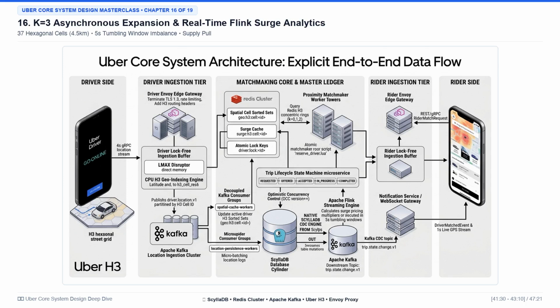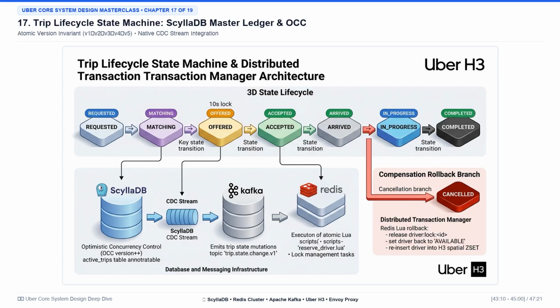How does the system keep a permanent, unshakable record of who actually took the ride and who owes what money? That is exactly why Redis is only half of the matchmaking core. While Redis handles the ephemeral, millisecond by millisecond chaos of the matchmaking dance, the architecture relies on a completely different database called ScyllaDB to act as the master ledger. ScyllaDB. The source calls this the trip lifecycle state machine.